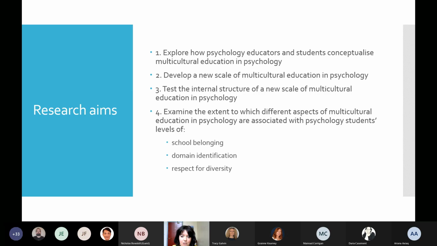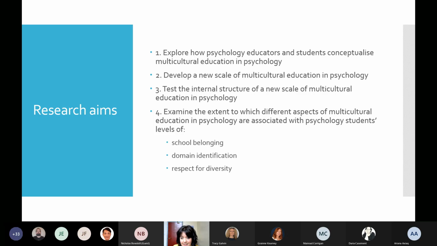So to summarise this introduction, we had 4 key aims. To firstly explore psychology students and lecturers' understandings of multicultural education in psychology, and then to develop a new scale of multicultural education in psychology based on the qualitative data.